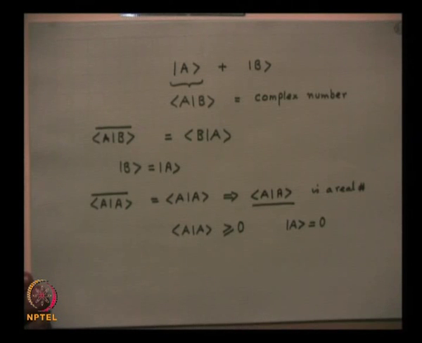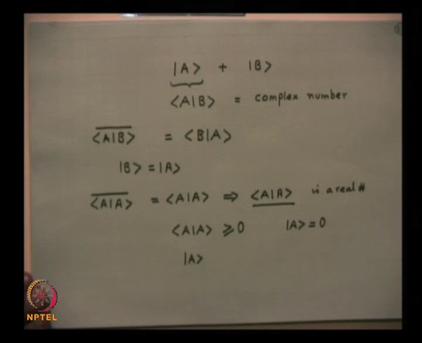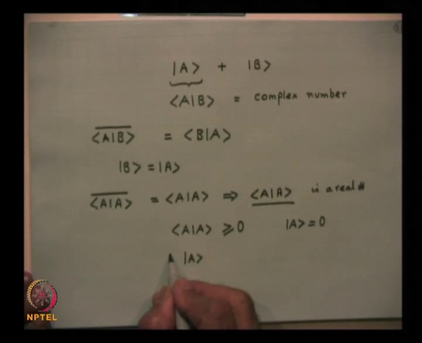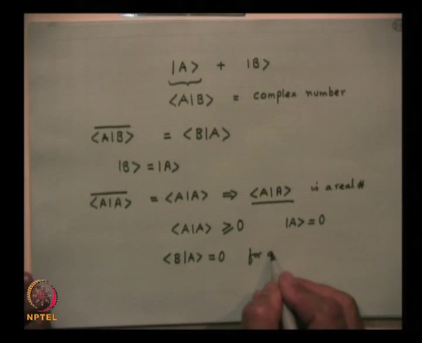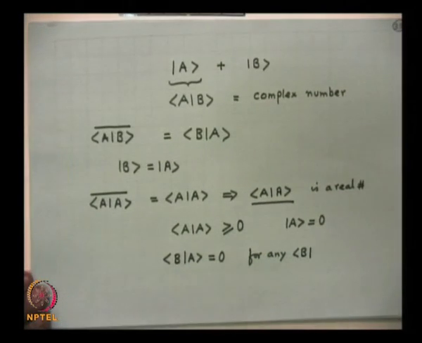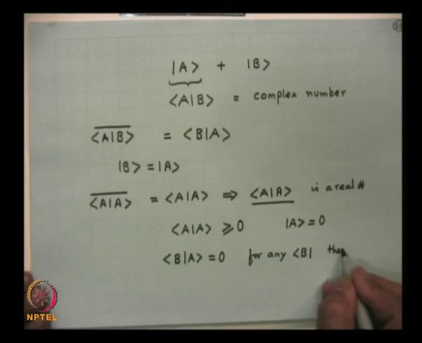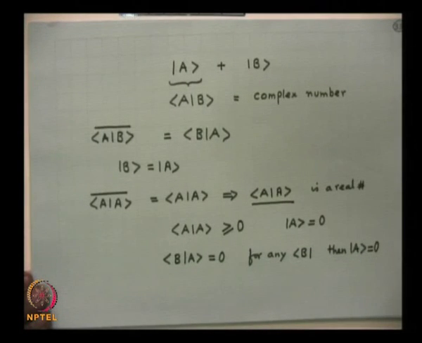Now, what is a null ket? A ket vector A is a null ket when, if pre-multiplied by bra B, this is 0 for any bra B. Then ket A is said to be a null ket.